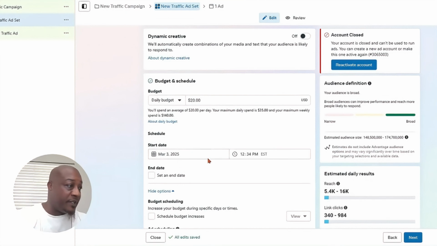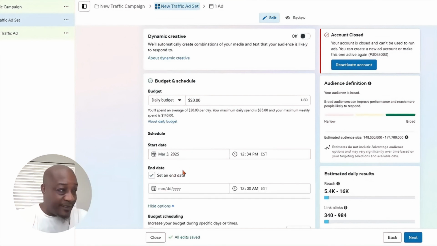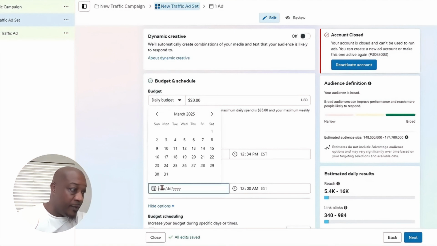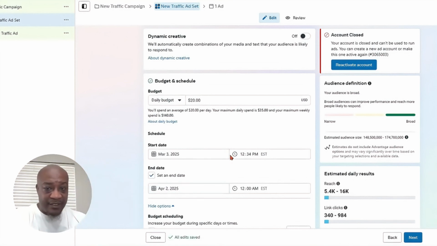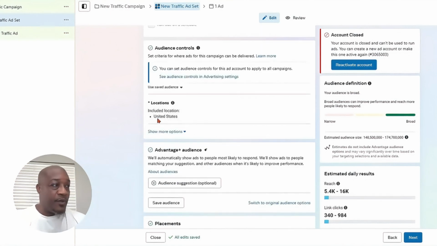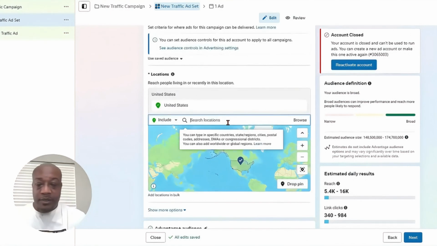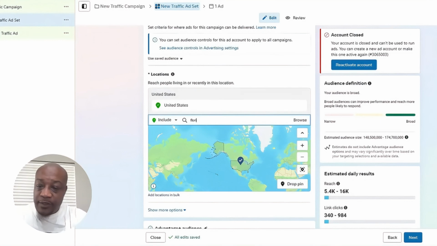Okay. So let's say you're running a 30-day campaign. Today is March 3rd, and we need to put an end date. So we check here and we put an end date, April 2nd. I'm not worrying about the time because, like I said, this is only for demonstration purposes. You want to pick your location. And for me, I'm just going to pick the state of Florida.